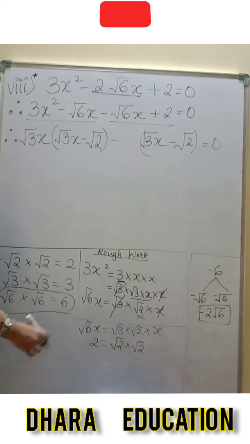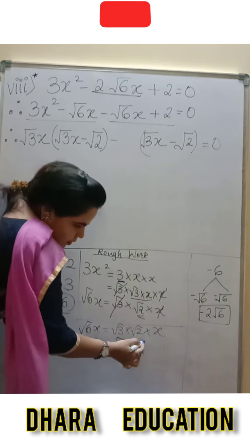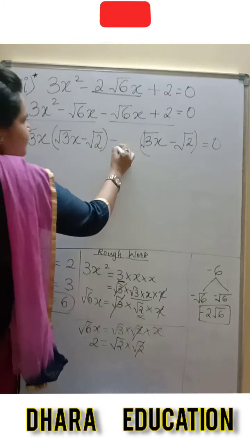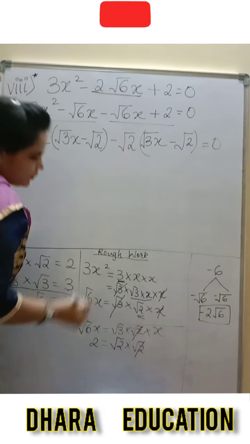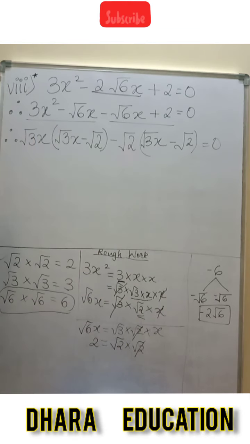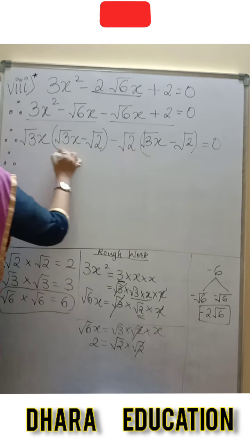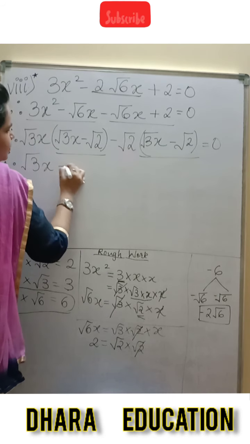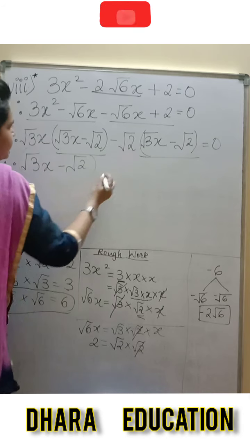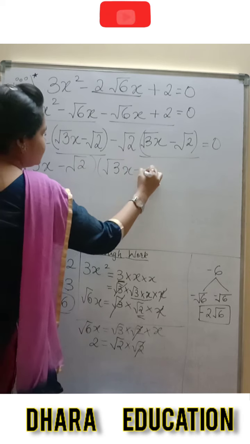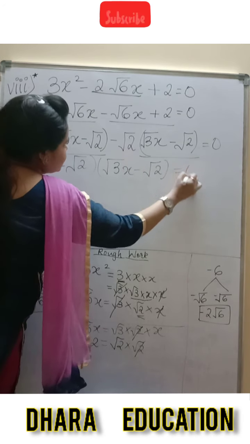Okay. Now, we have to take out the common part. Root 2 is the common part. Correct? So, we have to write here root 2. And the rest is already we have written. Okay. The next step will be, this we will take as it is. And here the remaining part, root 3x minus root 2 is equals to 0.